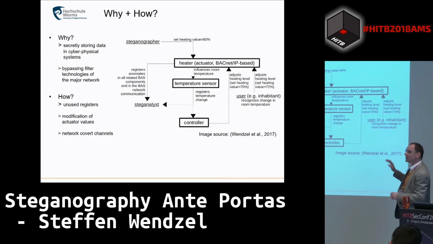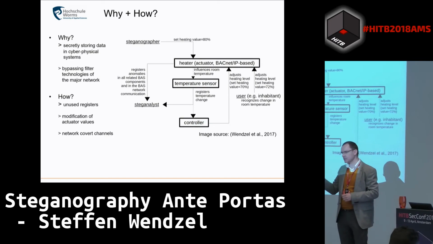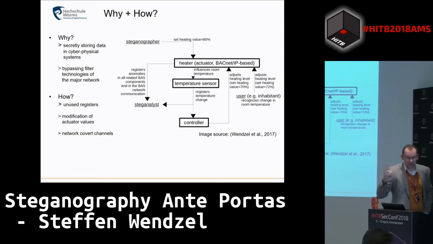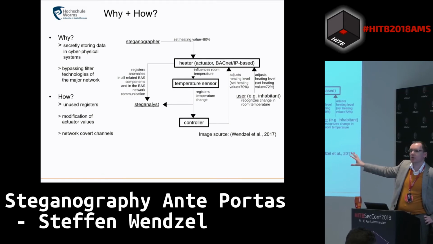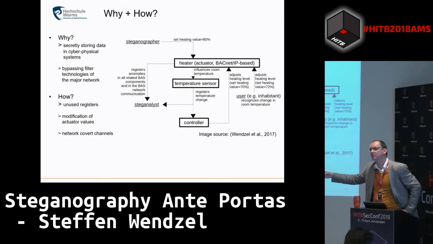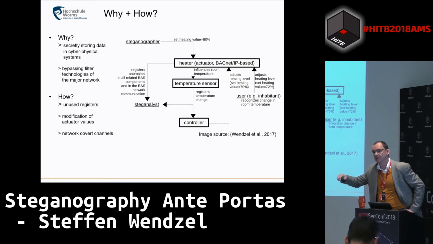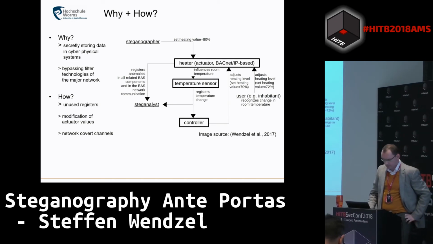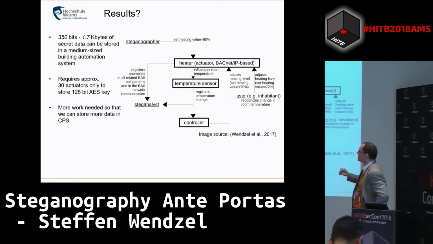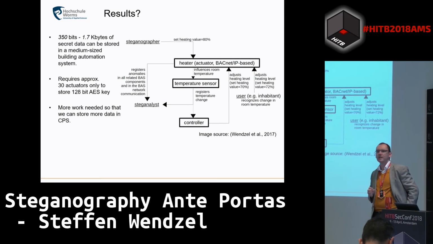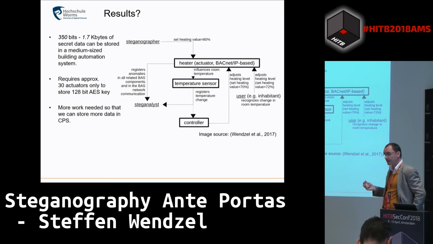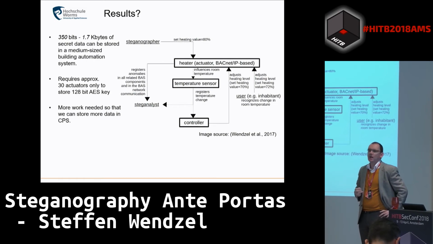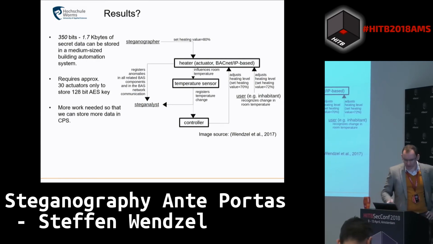However, it's problematic because CPS device components usually change their status a lot. So you have to be adaptive with your hiding technique. That means you constantly have to monitor it. You have to apply redundancy so that your data is stored not just once, but multiple times. But it works fine. However, so far we could only store about 350 bits to 1.5 kilobits in a smart building of a medium size. Or, in other words, we need about 30 actuators just to store an AES key of 128 bits size.